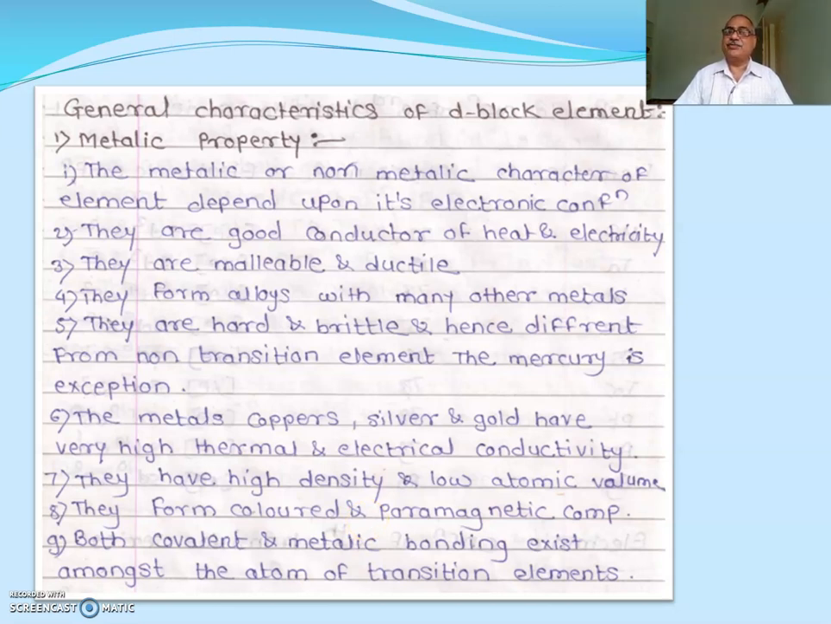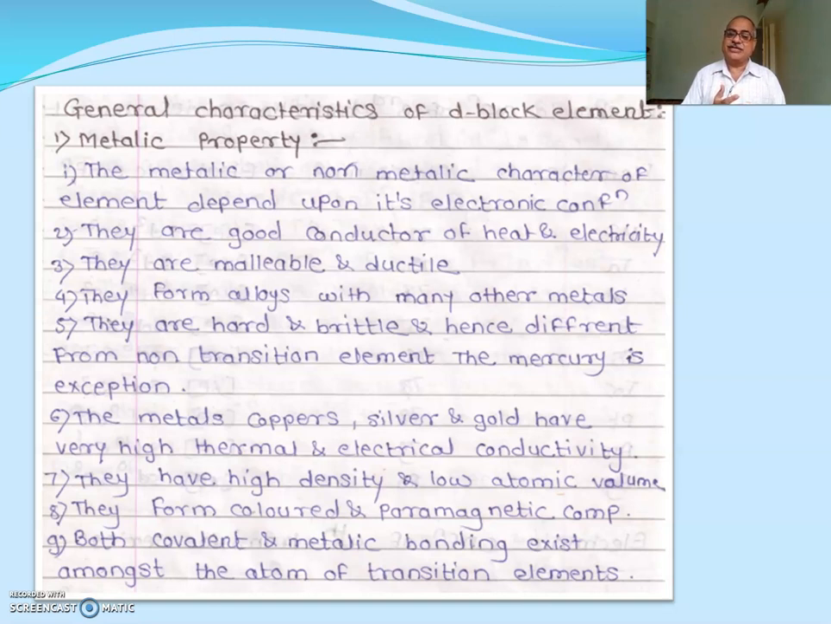Why do they show colored compounds? Because they have partially filled d orbitals. So the transition of an electron from a lower d orbital to a higher energy d orbital is known as a d-d transition, and color occurs due to the d-d transition. And then the paramagnetic nature: the partially filled d orbital has unpaired electrons, so the compounds of transition metals show a paramagnetic nature.